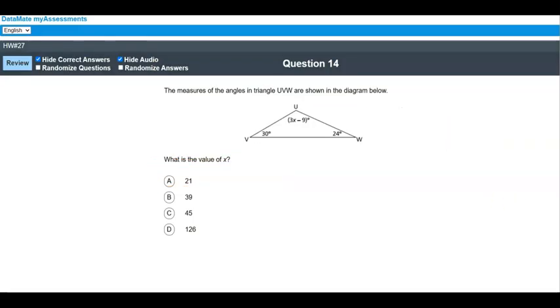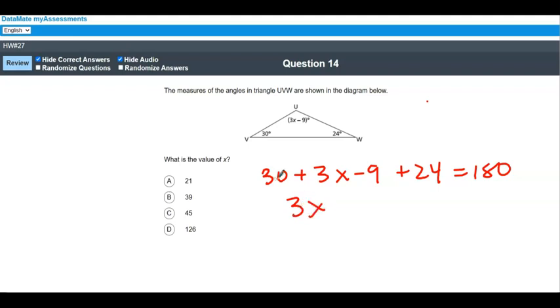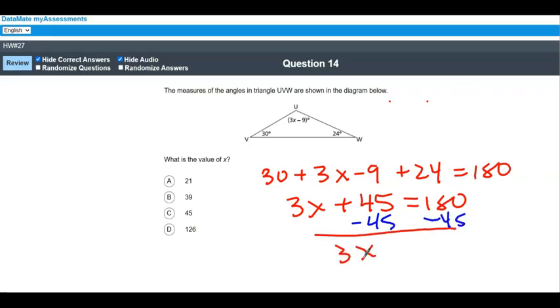In order to find the value of x here, you need to know that all of the angles in a triangle add up to 180 degrees. So in this case, that means 30 plus 3x minus 9 plus 24 is going to equal 180. So I'm going to combine like terms. 30 minus 9 is 21, and 21 plus 24 is 45. And now I'm going to solve this equation by subtracting 45 from both sides, giving me 3x is equal to 135, and dividing both sides by 3, and getting x is equal to 45.